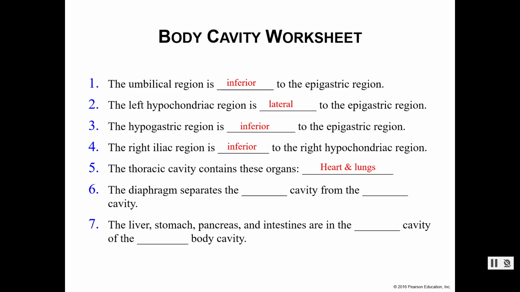Thoracic cavity contains what organs? Your heart, your lungs. Diaphragm separates your thoracic from your abdominal or your abdominopelvic cavity. Your liver, your stomach, your pancreas, your intestines. All of those live in your abdominal cavity of the ventral body cavity.